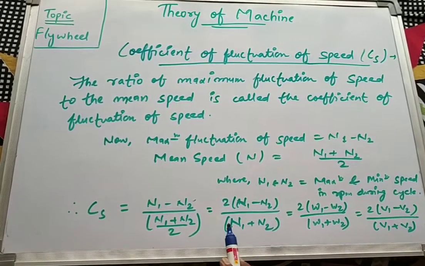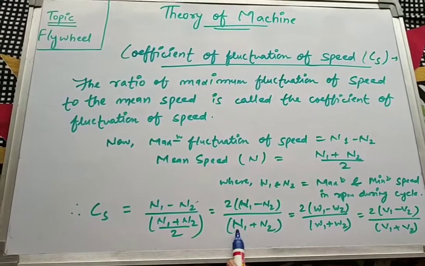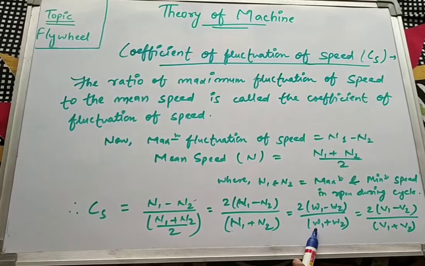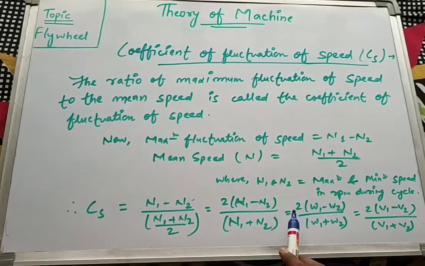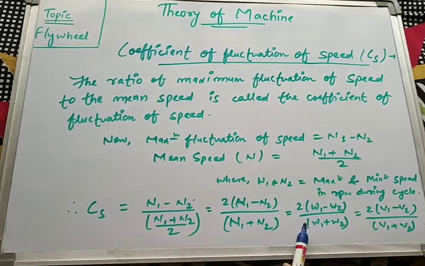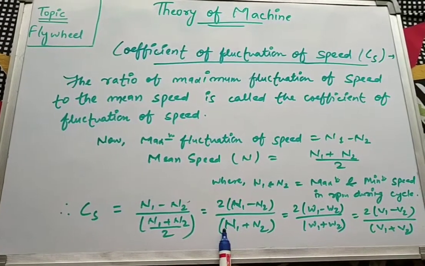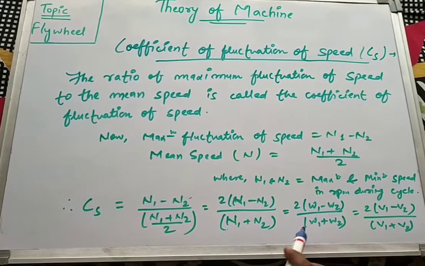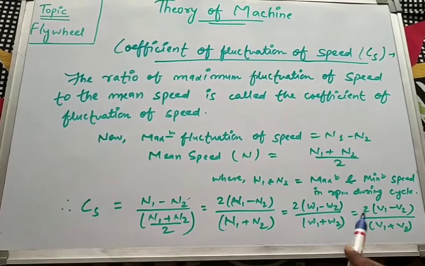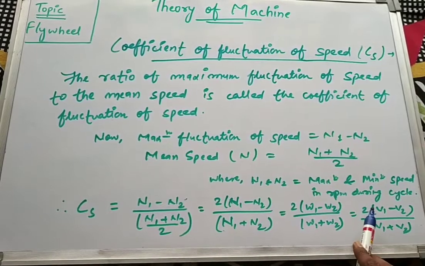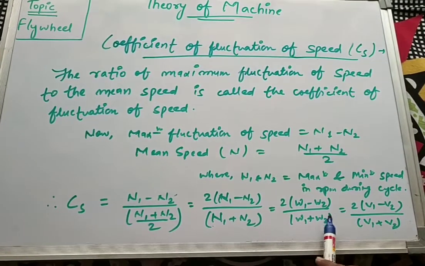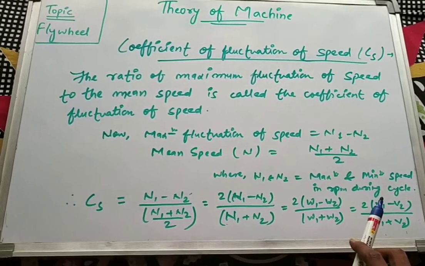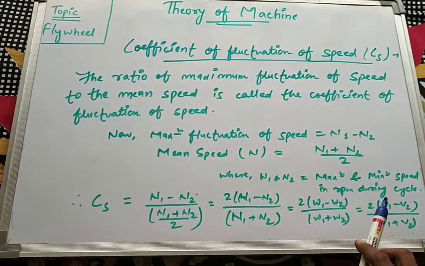So this is in terms of speed. If we write this in terms of angular velocity, then we can write 2 into (omega 1 minus omega 2) by (omega 1 plus omega 2). Simply replace n1 and n2 with omega 1 and omega 2, nothing more. And in terms of linear velocity, we can write it as 2 into (v1 minus v2) by (v1 plus v2). So this is all about the coefficient of fluctuation of speed.